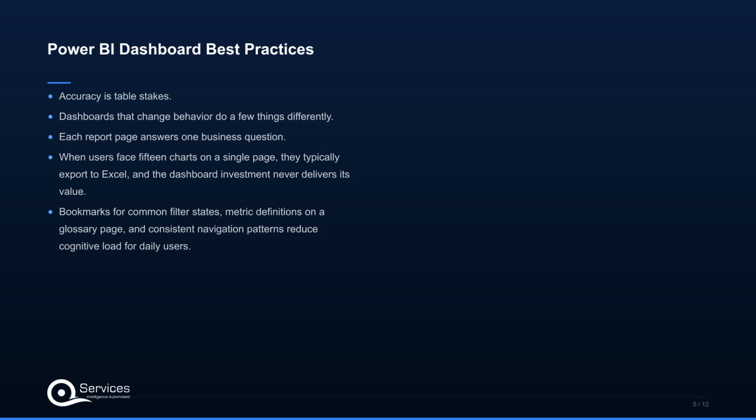For Dynamics 365 deployments, Power BI connects to Dataverse via a native connector supporting role-level security inherited from Dataverse security roles. The integration story is clean, but the data model design is rarely obvious. Dataverse uses GUID-based relationships that don't map directly to a star schema without a transformation layer.